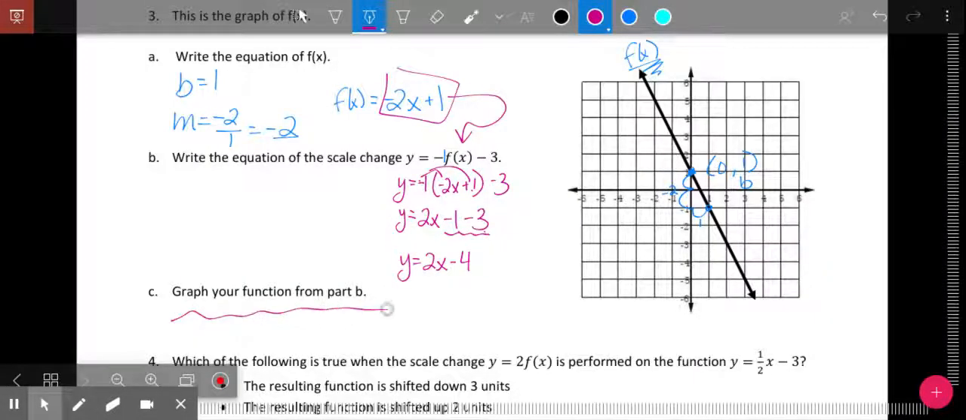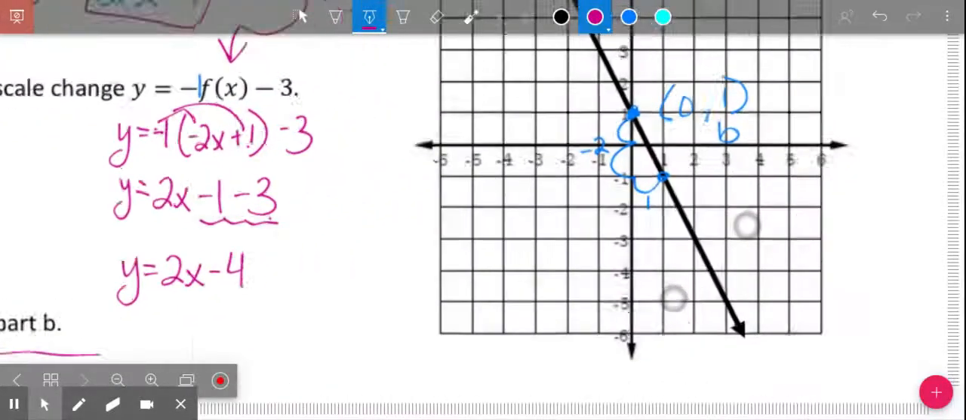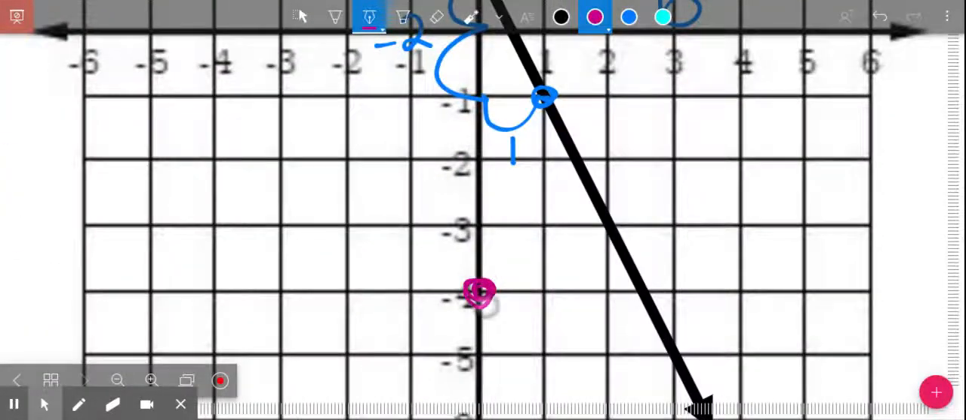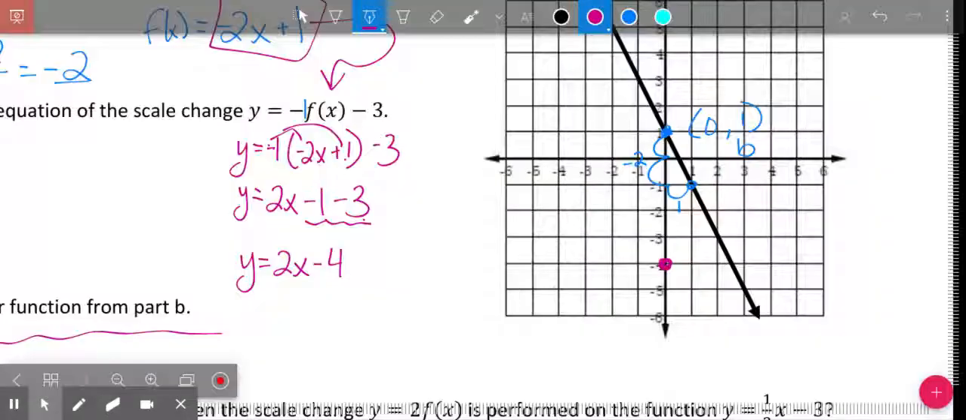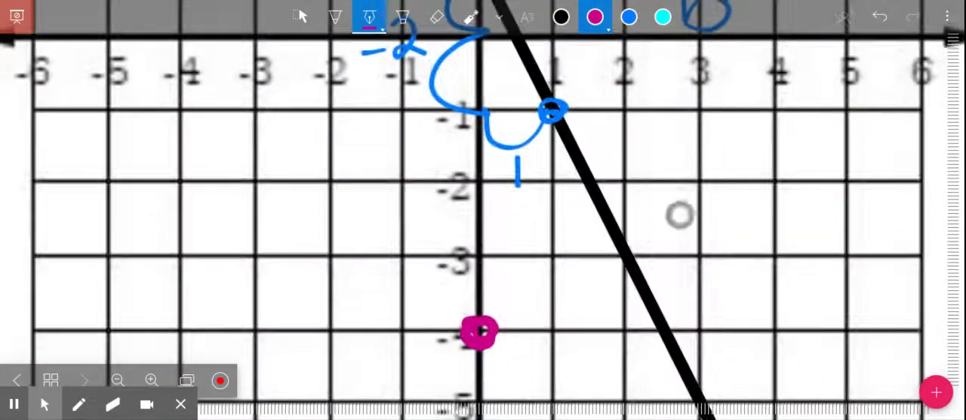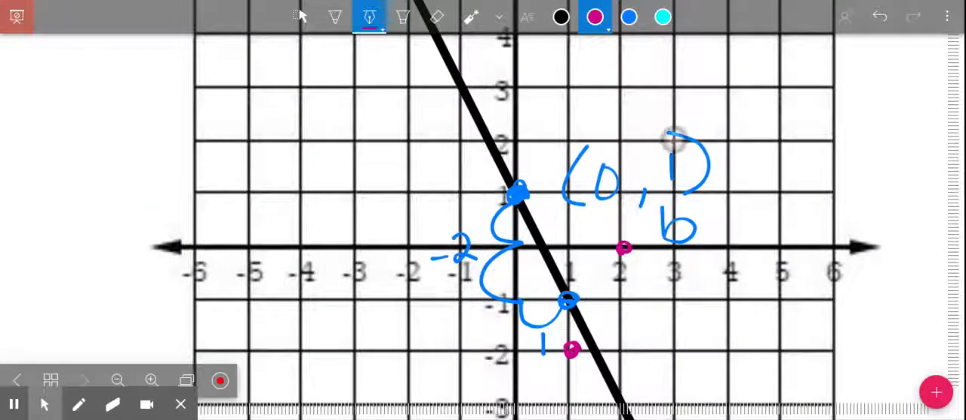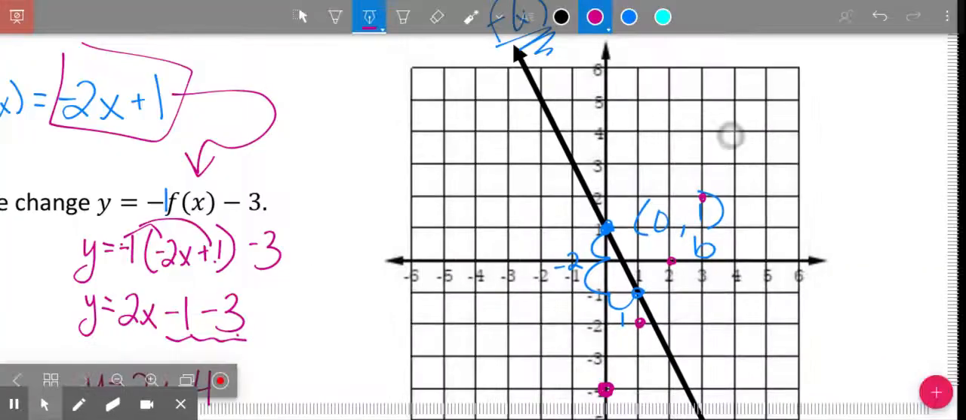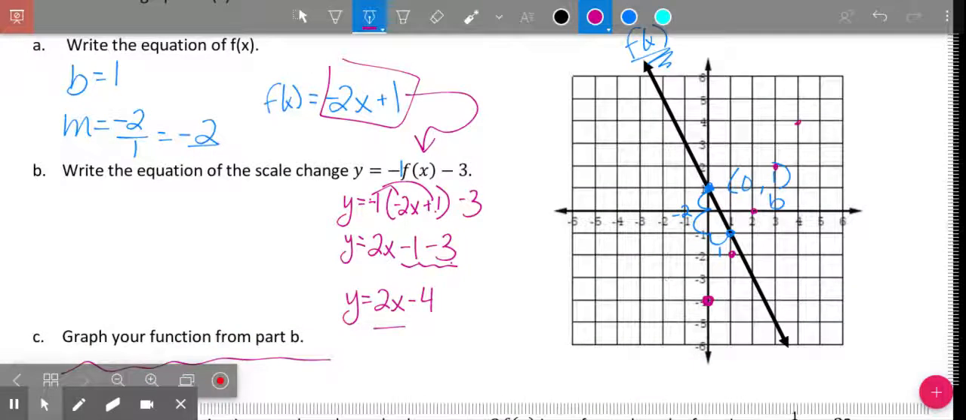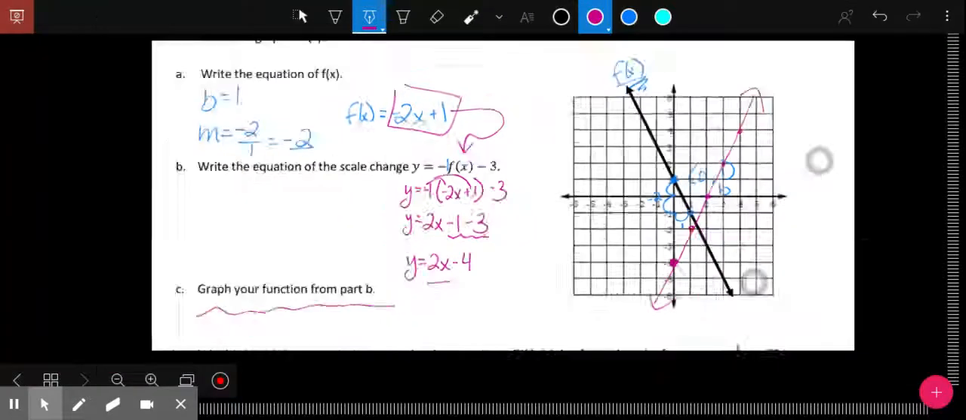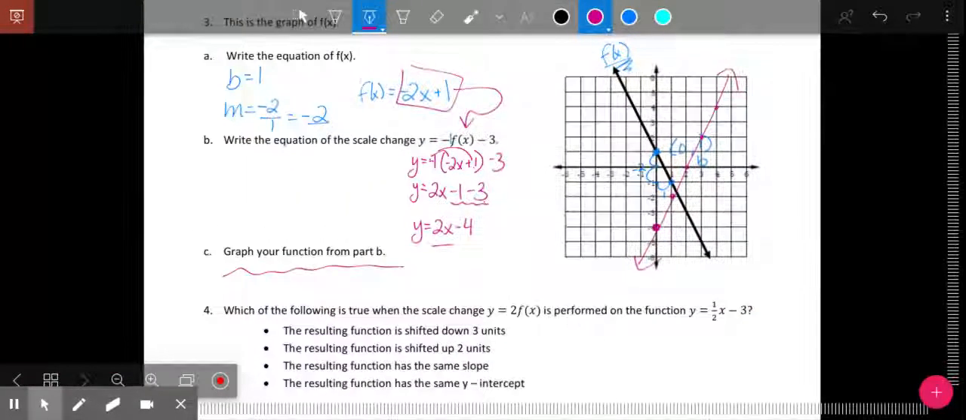Last but not least, it says to graph the function from part B. So I start at negative 4. My slope was a positive 2, so I'm going to go up 2 and over 1. Up 2 and over 1. Don't mind all my extra writing. Alrighty, if you have any questions about the scale changes, please make sure you're asking me.